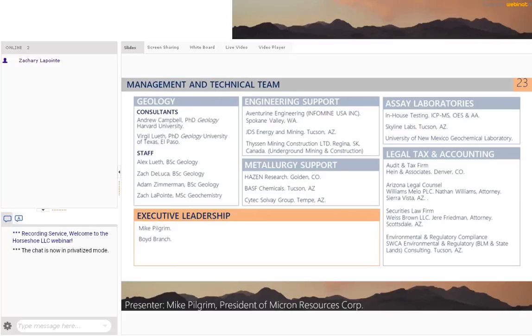Right now, Adam Zimmerman and Zach LaPointe are working to get the reagent mixture correct in the mill plant, as we're going to start up our plant next week. By the way, the date of this whole presentation is February 24, 2017, and we expect next week to begin testing the mill plant and producing gold.